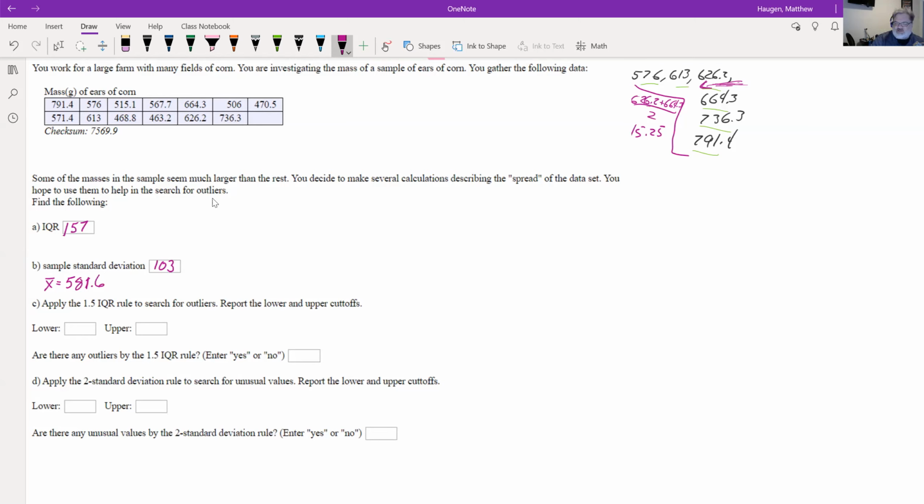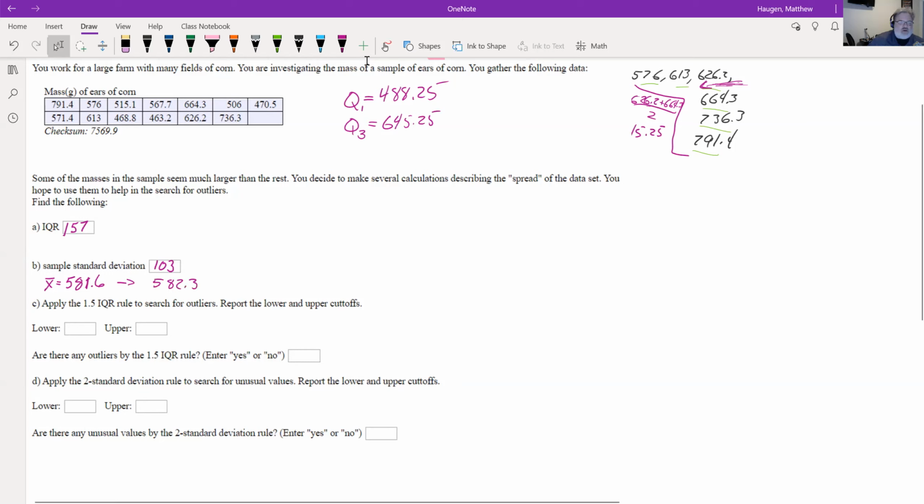We found the quartiles. Again, I don't know why my thing erased that, but what was the Q1 and Q3? I got 582.3 for the mean. Ooh. We're going to argue about means. I love arguing about means. Q1 is 482 or 488.25, right? And Q3 is 645.25. You said you got what for the mean? 582.3?